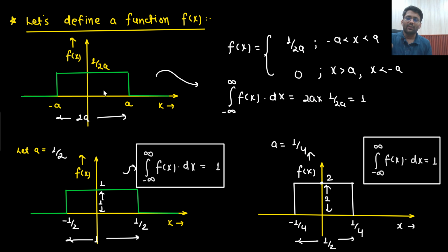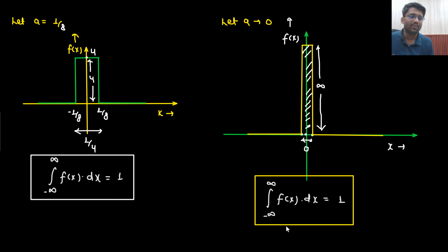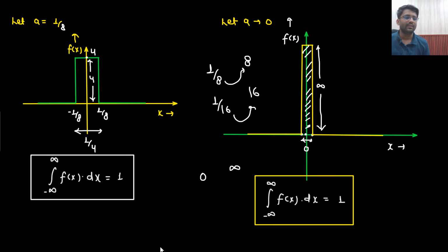That is how we started. We took a box, area was 1. Then we started reducing the width. The width has become 1, then the length is 1. Then we reduce it more: the width has become 1 by 2, the length is 2. The width has become 1 by 4, the length is 4. If the width becomes 1 by 8, then the length will be 8. If the width becomes 1 by 16, the length will be 16. And if the width becomes 0, then the length will become infinity. Isn't it like the reciprocal? So if the width becomes 0, then the length will become infinity.